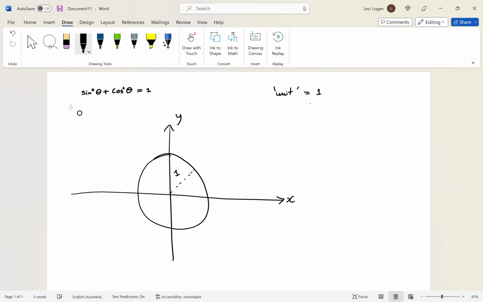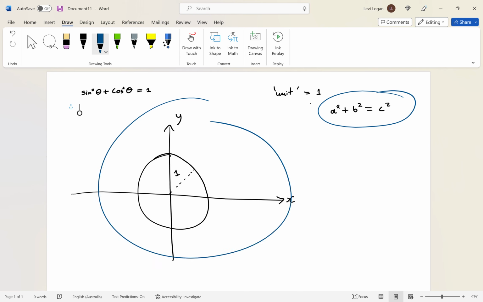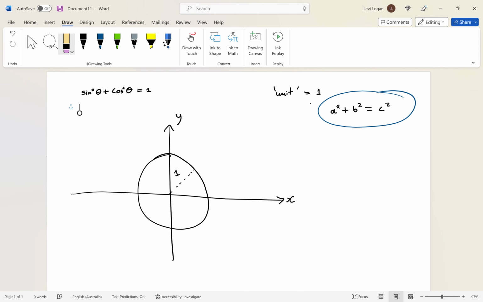The way they found this is they took information from this unit circle and combined it with Pythagorean's theorem. Pythagorean's theorem is a prerequisite to this, so they had already proved Pythagorean's theorem before they proved Pythagorean's identity. If you want a proof of Pythagorean's theorem, I've got it on this channel. Just search in the math playlist and you'll find it.